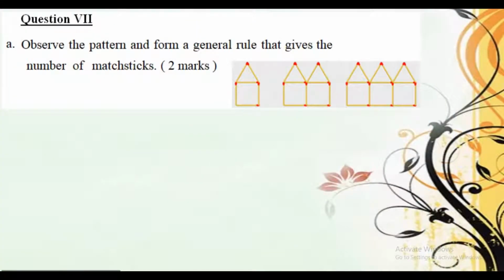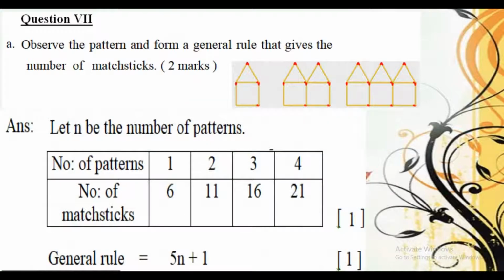The next question is also from patterns, and we have to find the general rule for the given pattern. The pattern is formed with mastics. As we have explained earlier, we consider n as the number of the pattern and we form the table. Formation of the table carries 1 mark, and identifying the general rule carries the next 1 mark. So, this question carries 2 marks.